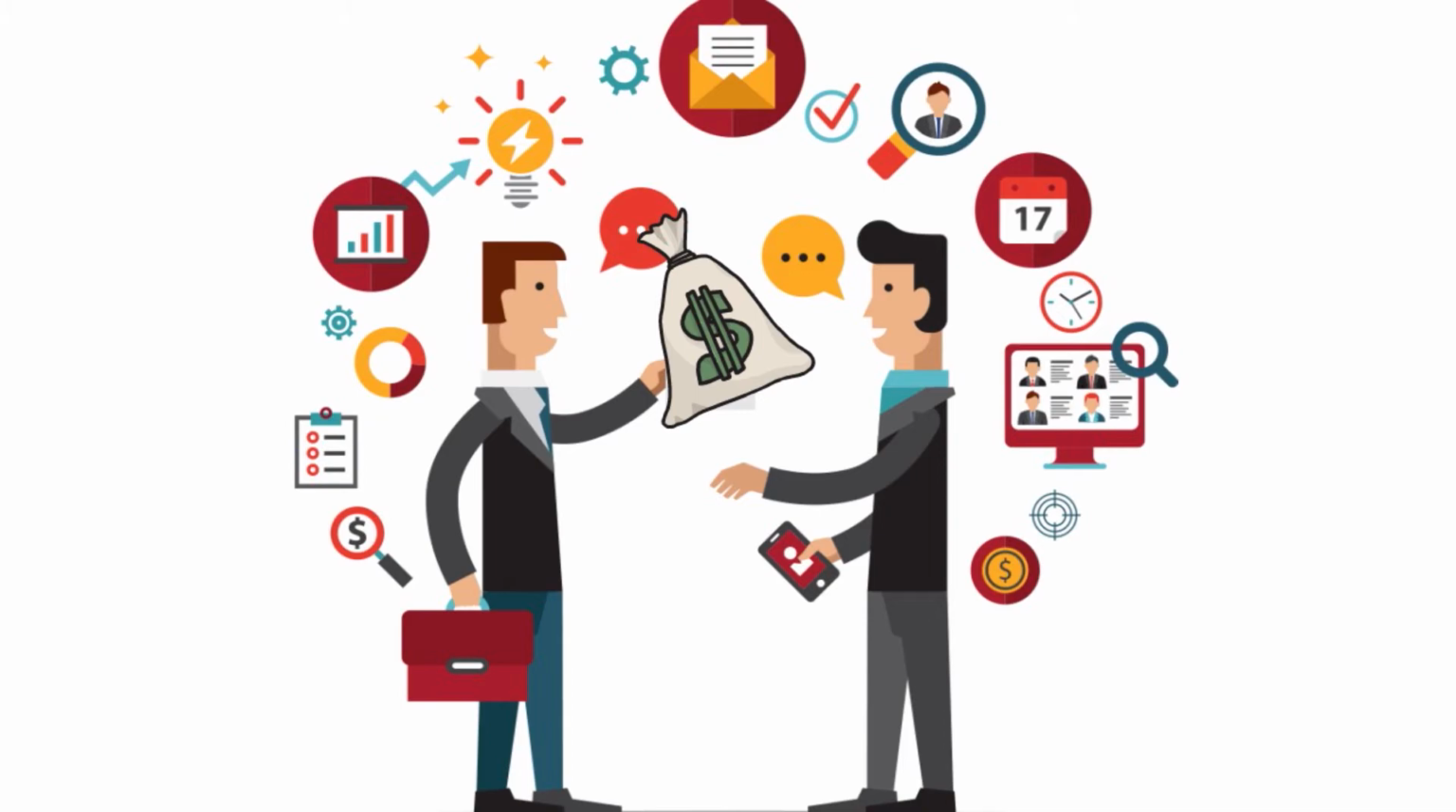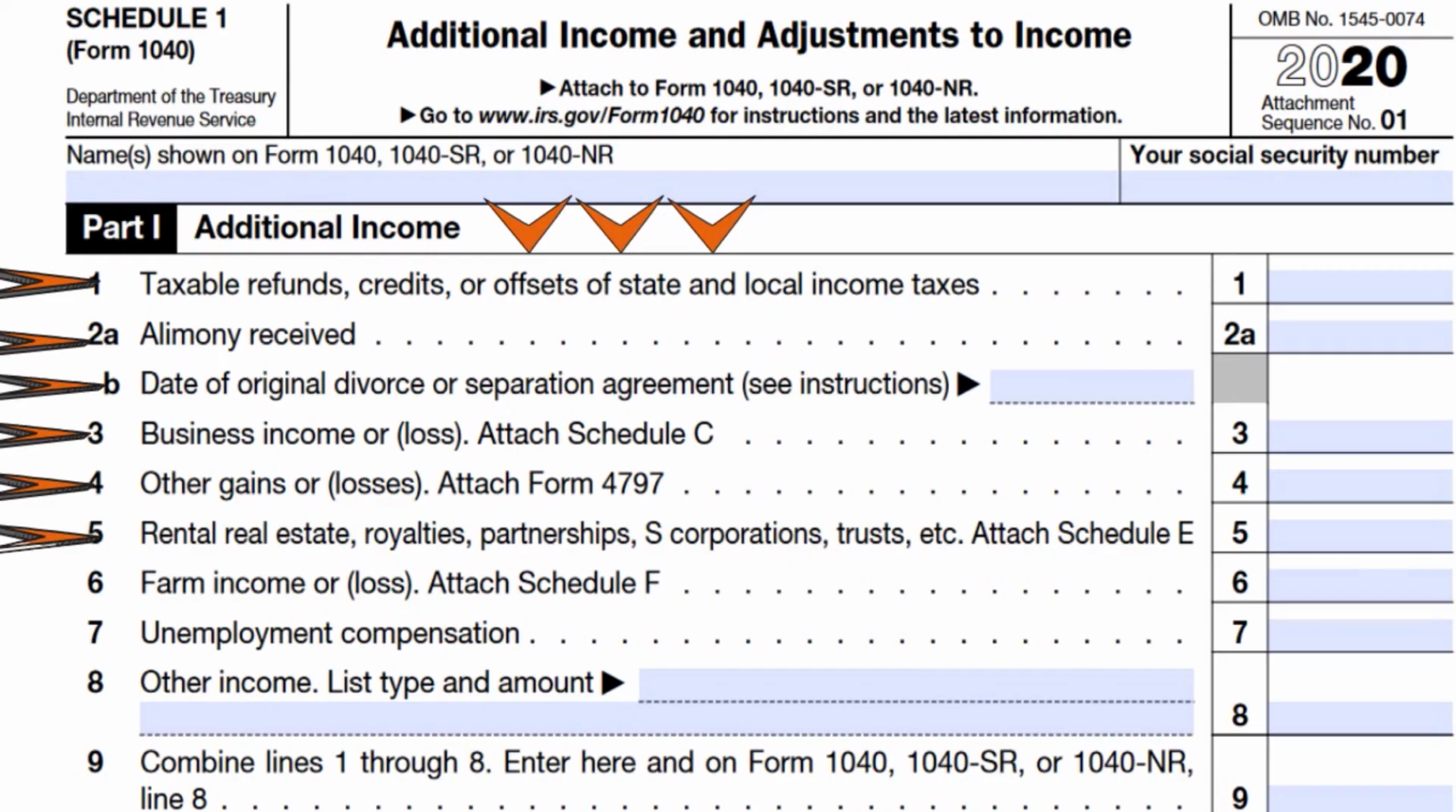And if you have something to report on this line, your situation may also require other forms like Schedule D. Line 5 is for income you made from rental property, royalties, partnerships, S corporations, or trust. You also need to complete and attach Schedule E if you report income on this line. All right. And line 6 is for farm income. Again, don't forget to attach Schedule F as well.